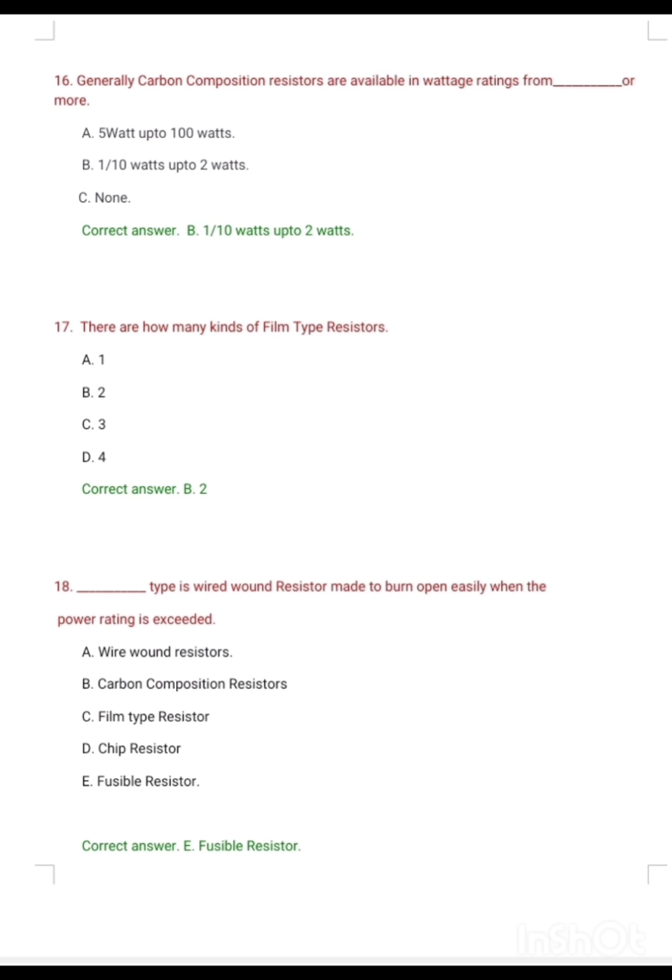18. ___ type is a wire wound resistor made to burn open easily when the power rating is exceeded. A. Wire wound resistors. B. Carbon composition resistors. C. Film type resistor. D. Chip resistor. E. Fusible resistor. Correct answer: E. Fusible resistor.